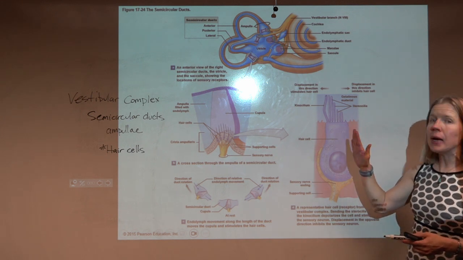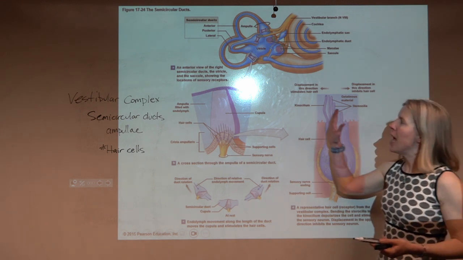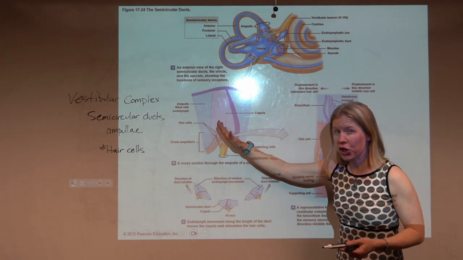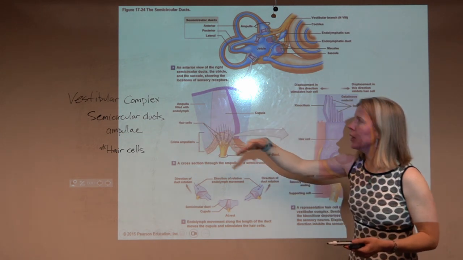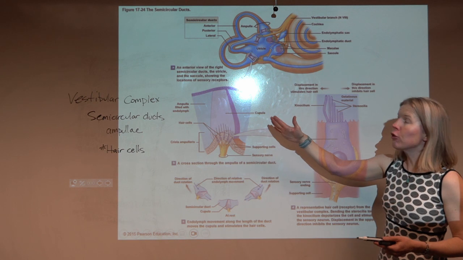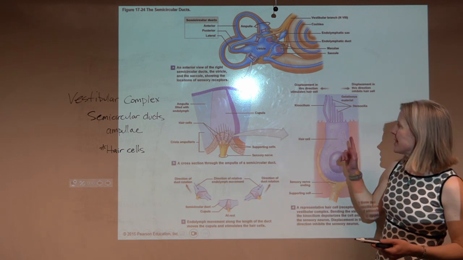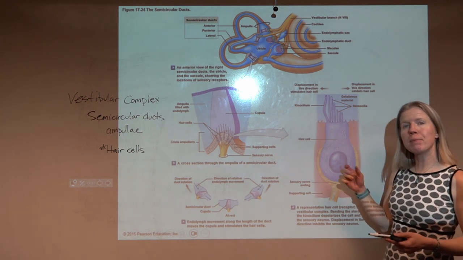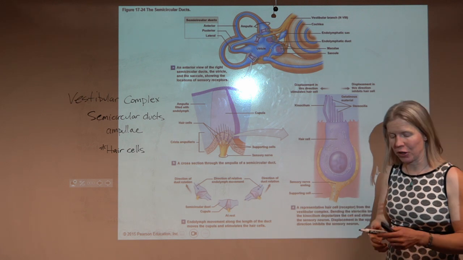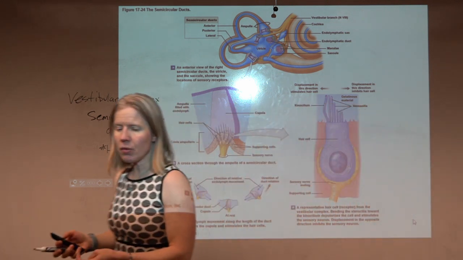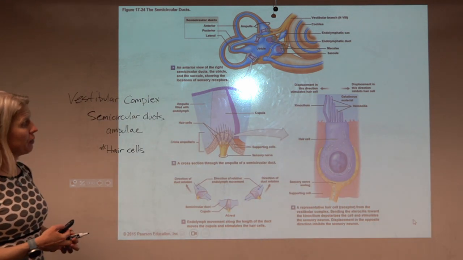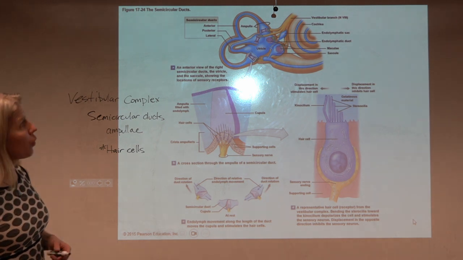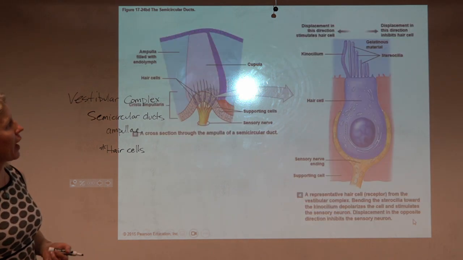So basically, these are mechanoreceptors. As the cupula gets pushed by the fluid movement, the endolymph, that's going to distort the cell membrane, and that's what's going to trigger us to send a signal via the nerve. Okay, so that's what's going on in the semicircular canals.